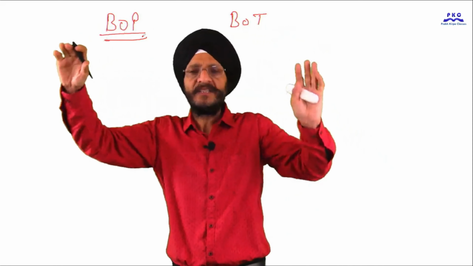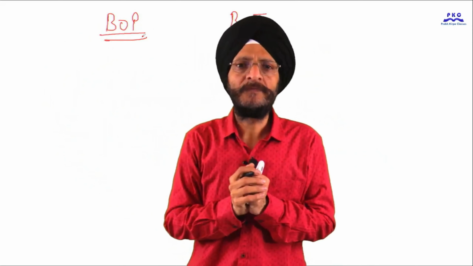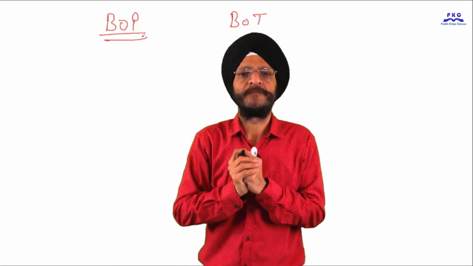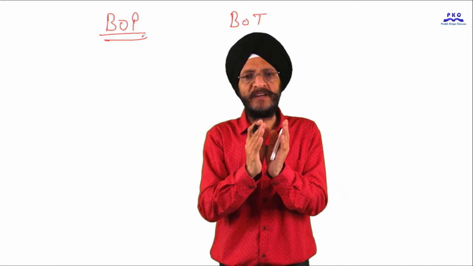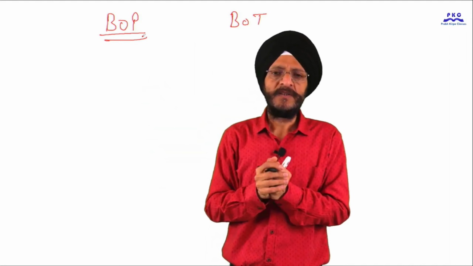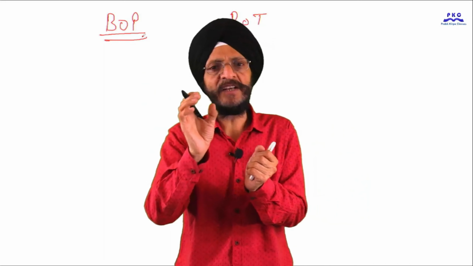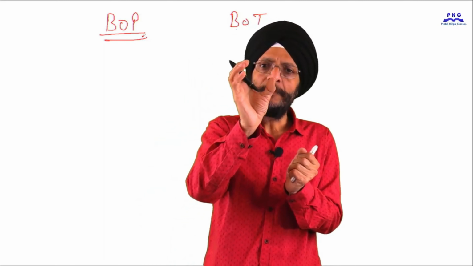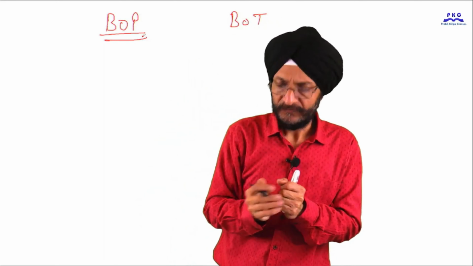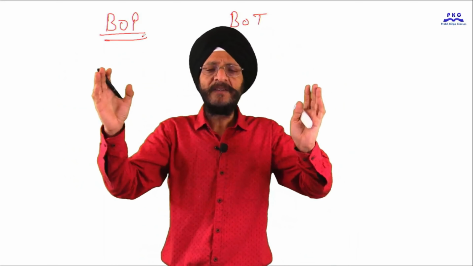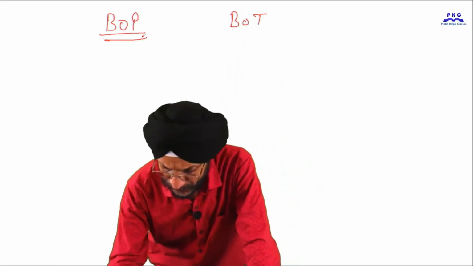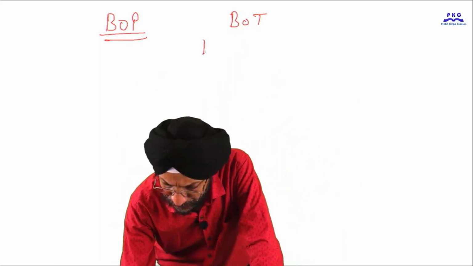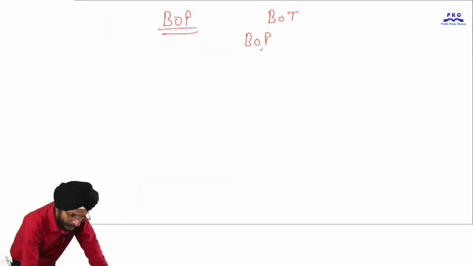So BOP is a systematic record of all the economic transactions which take place between the residents of a country and the rest of the world. We have already discussed in detail the meaning of balance of payment. Balance of payment is a very big concept. As already discussed, balance of payment has three components.